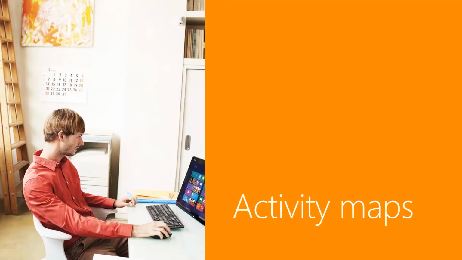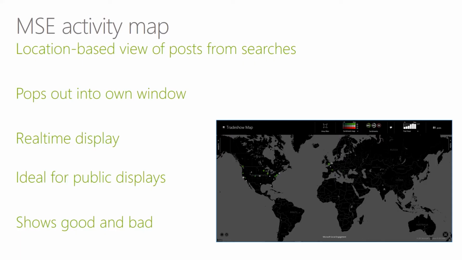So our activity maps. Activity maps give us a chance to have a separate visualization that is location-based. It pops out into its own window, which makes it ideal for public displays. Perhaps you're at a trade show and you want to show the live version of where your social engagement is happening. You can show that something you've done has been viral. Perhaps you've had a new release that morning at the trade show, and so on. Something to be aware of is it does show both the good and the bad. So if things aren't going your way, you may want to take that into consideration.